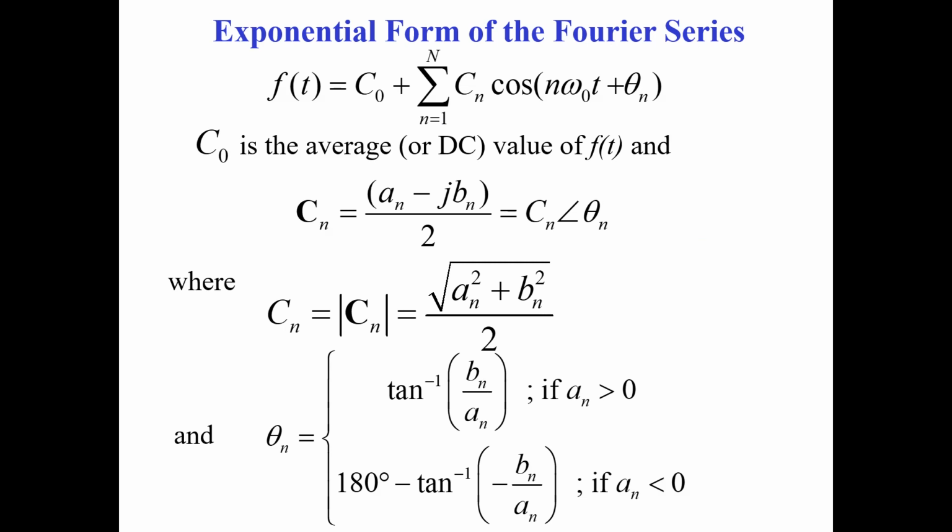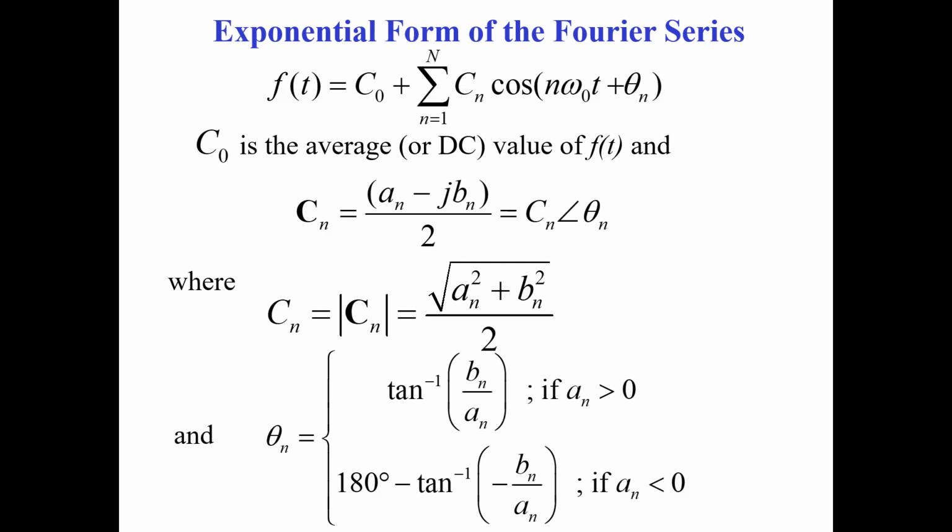and Cn, that is the complex function, is given by (An minus jBn) divided by 2, and the magnitude of this one is the square root of An square plus Bn square, divided by 2. And theta n is given by, if An is greater than 0, then it's simply the inverse tangent of Bn over An. If it is less than 0, then the formula is given like that.